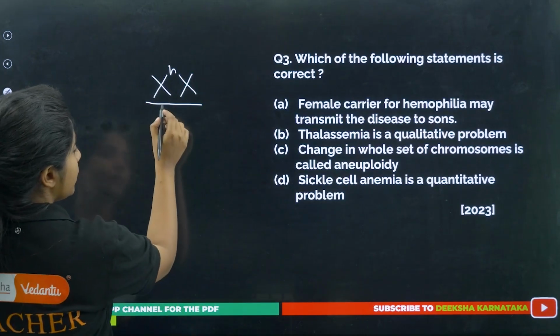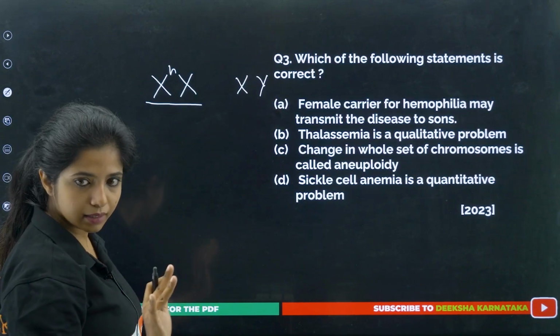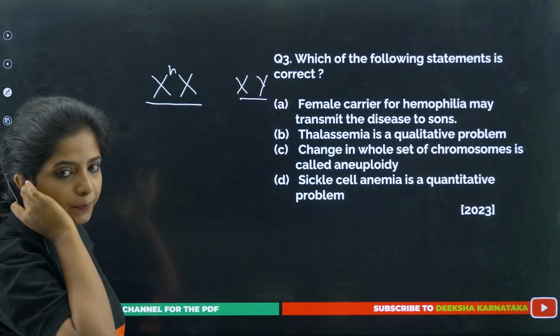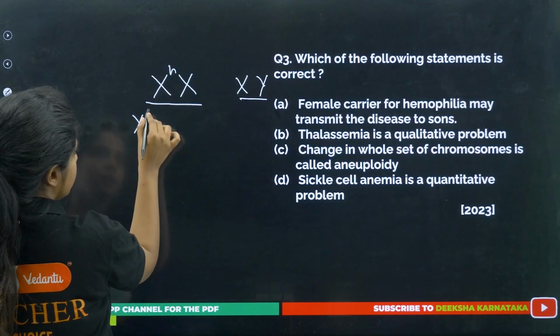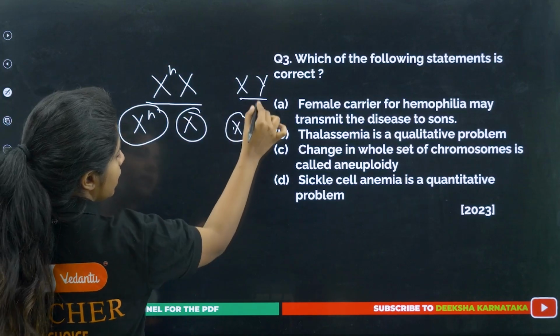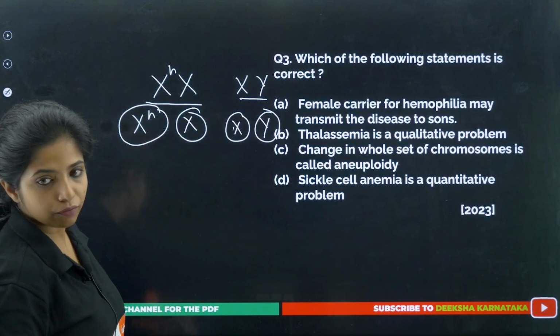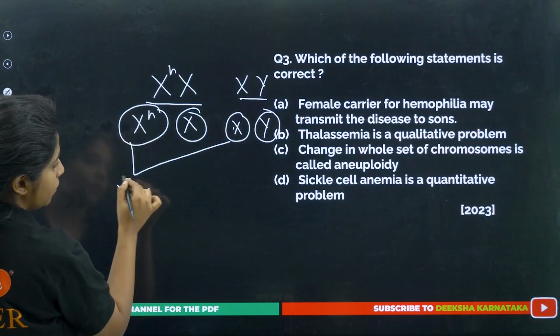Let's see how. Suppose there is XY, that is a male, the male partner that you are having. Now suppose from here, this can be a gamete and this can be a gamete. From here, this can be a gamete and this can be a gamete. When you fuse this with this, you get XX, one of them will be having H.